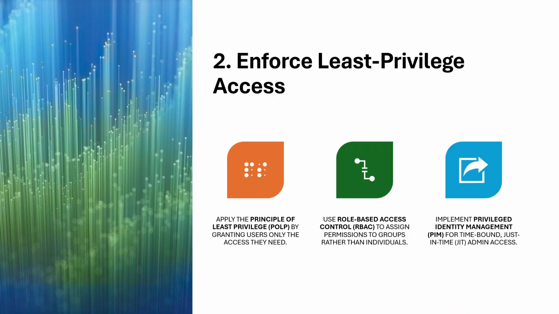Enforcing least privilege access is a core principle of zero trust, ensuring users only have the access necessary to perform their tasks. This begins with applying the principle of least privilege, which minimizes the attack surface by limiting permissions. Next, organizations should implement role-based access control or RBAC to assign permissions to groups instead of individuals, simplifying management and reducing errors to further strengthen access security.